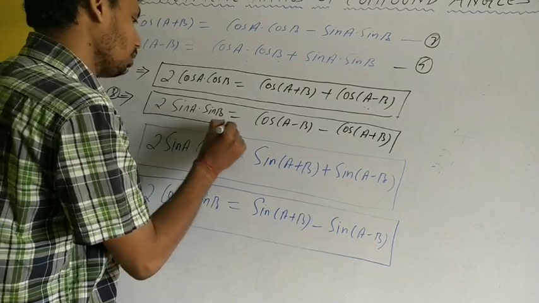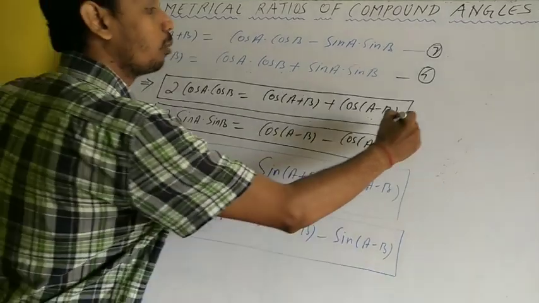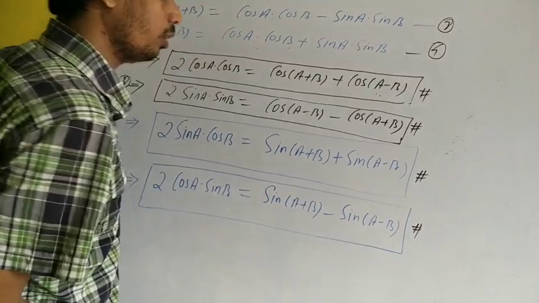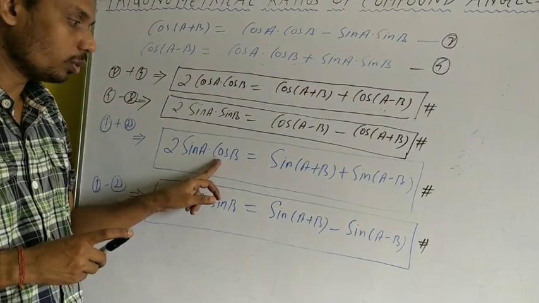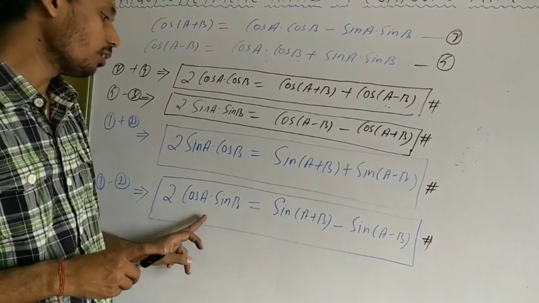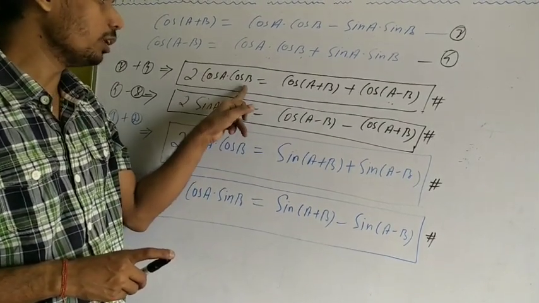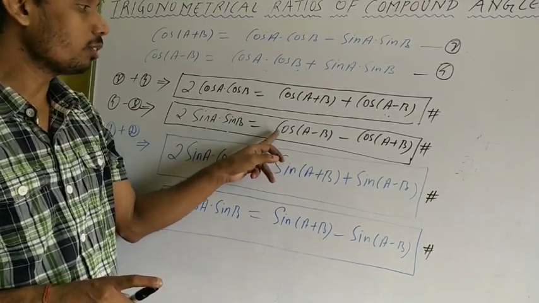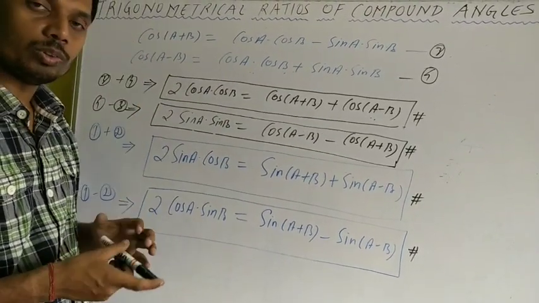So again, we have to learn all these formulas: this formula, this formula, this formula and this formula. Twice of sin a cos b is equals to sin a plus b plus sin a minus b. Twice of cos a sin b, sin a plus b minus sin a minus b. Twice of cos a cos b, cos a plus b plus cos a minus b. Twice of sin a sin b, cos a minus b minus cos a plus b. So these are the four formulas which we have derived.